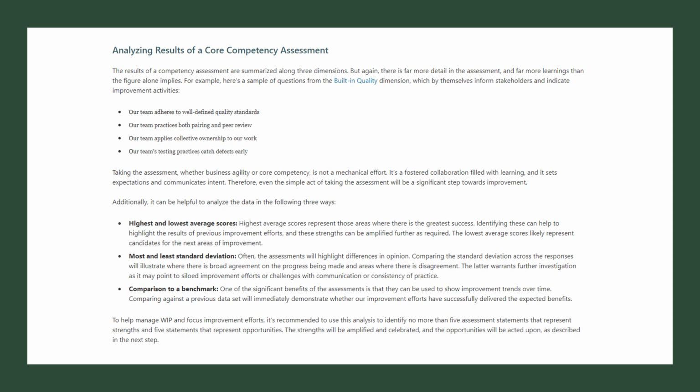To help manage WIP and focus improvement efforts, it's recommended to use this analysis to identify no more than five assessment statements that represent strengths and five statements that represent opportunities. The strengths will be amplified and celebrated, and the opportunities will be acted upon, right? So, in the next step.